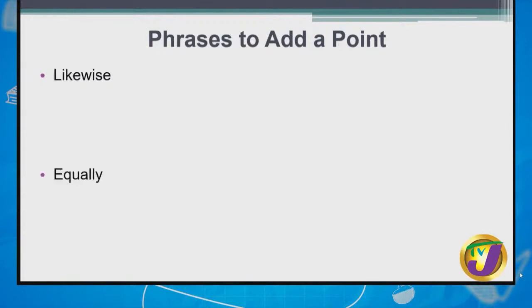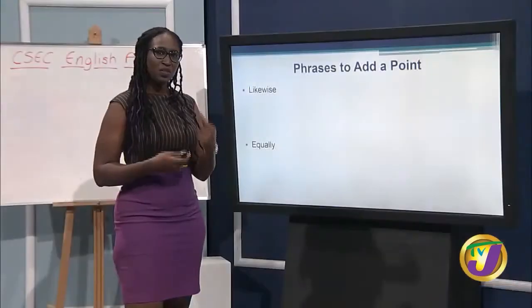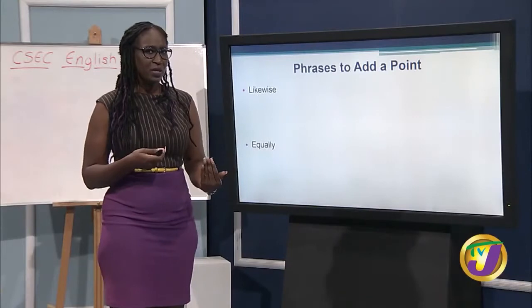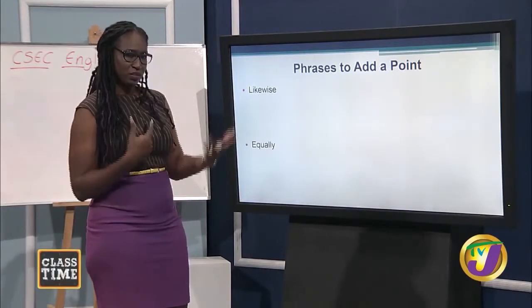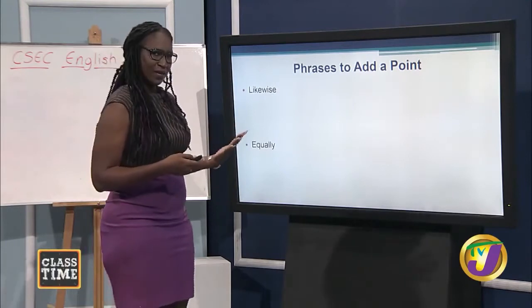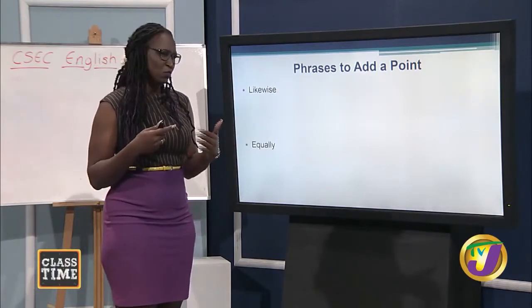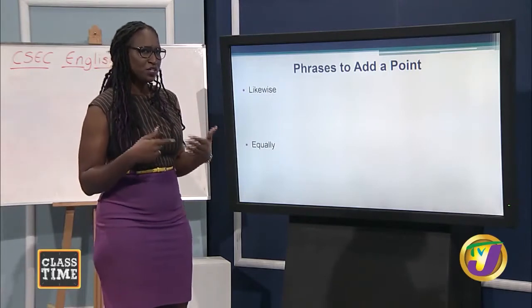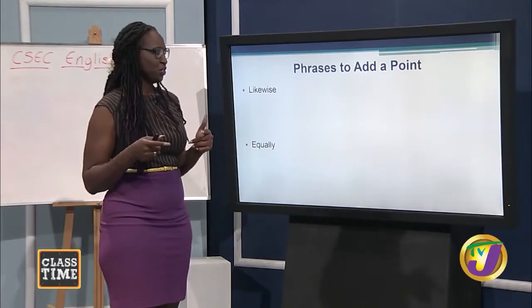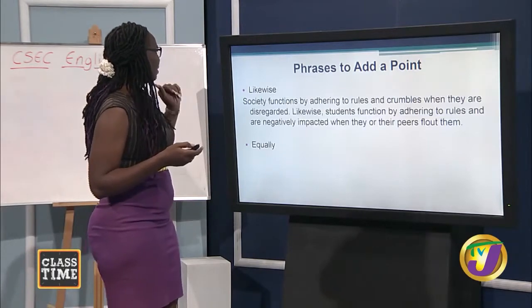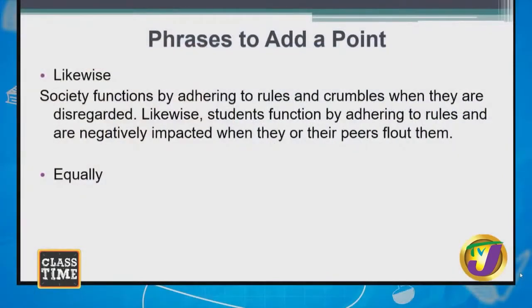Look at how you can use "likewise," how you can use "equally." What can you do with either of those two expressions to add a point that supports or opposes the concept we're working with? Likewise, think about it. Likewise means what? I hope you've been using your dictionaries as we went along. You should be using your dictionaries. So let's look. Society functions by adhering to rules and crumbles when they are disregarded. Likewise, students function by adhering to rules and are negatively impacted when they or their peers flout them.